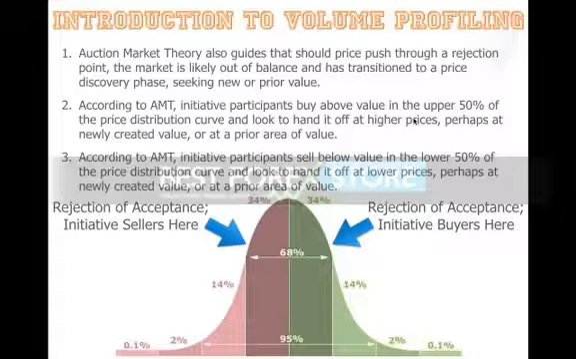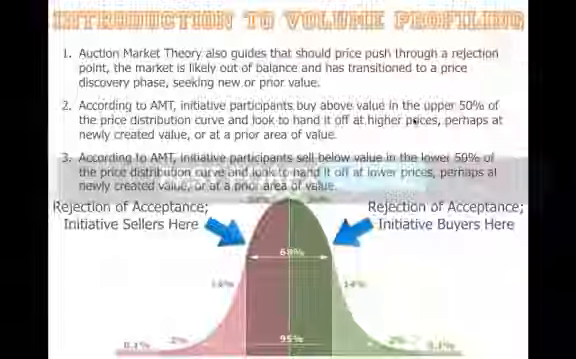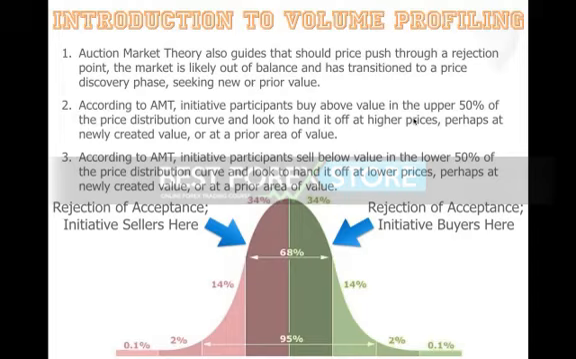then we switch from our responsive participant's role in the auction to an initiative participant's role. Because what's happening here is we're having a rejection of acceptance. We are having a rejection of the current value area. And if price is rejecting this value area, it's going to seek a new value area where prices and fair facilitation of trade can be agreed upon between buyers and sellers.